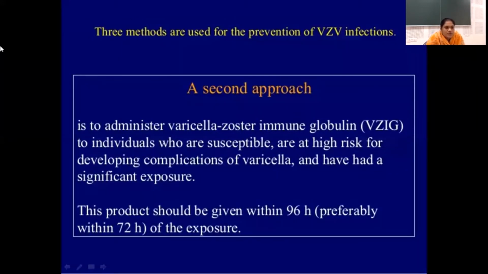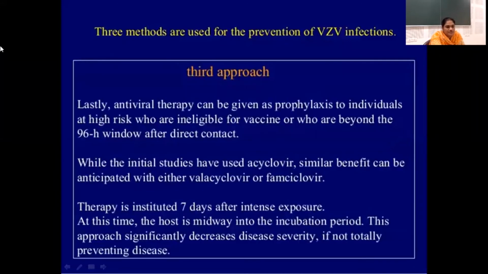Then the second approach is to administer the immunoglobulins to the individuals who are susceptible and are at high risk for developing the complications of varicella and have had a significant exposure. This product should be given within 96 hours of exposure, most preferably 72 hours.